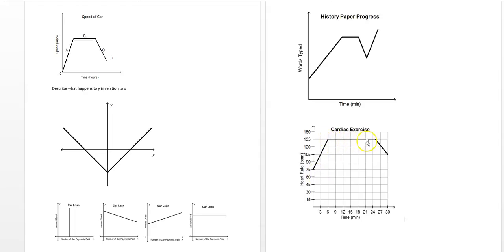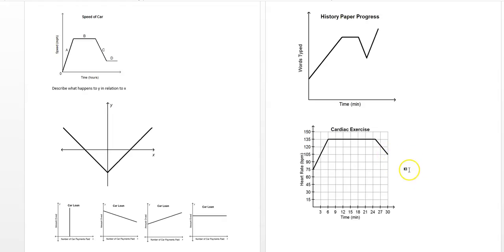It stayed the same here. And then here, what happened? Yes, it decreased. It started to come back down. It didn't get all the way back to 75, but maybe if we had checked at 33 or 36 minutes, that line would have kept going.